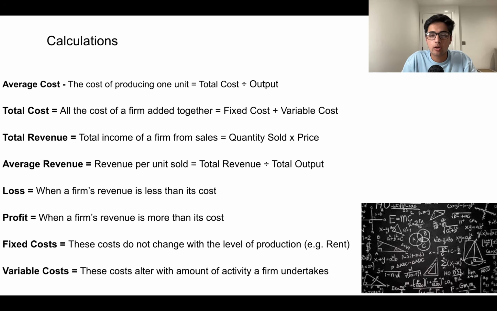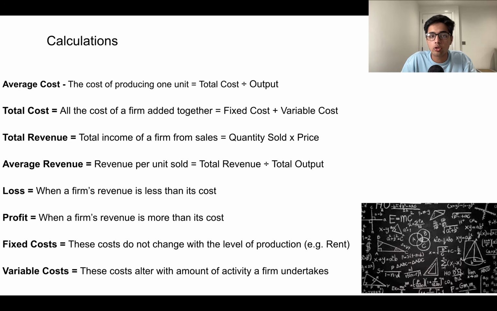Now, these are some calculations that you could be asked. While most of these are pretty basic, they are guaranteed to come up in at least one 2 marker, and you don't want to lose very free marks on mathematical questions. Average cost is the cost of producing 1 unit. It can be calculated by total cost divided by output.